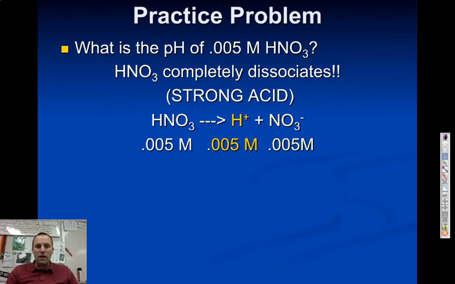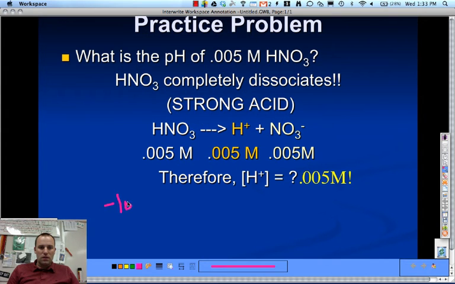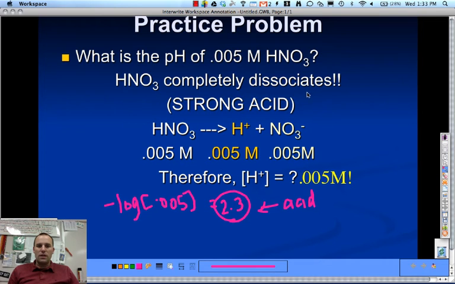But the one that we care about is the H+, right? Because how do you find the pH? It's the negative log of the concentration of H+. And since the concentration of H+ is 0.005 molar, you just take the negative log of that number, and when you plug it into the calculator, the negative log of 0.005 is 2.3. So think about this. Does this make sense? 2.3 is very acidic. Are you dealing with a strong acid? Yes, you are. So your answer makes sense.